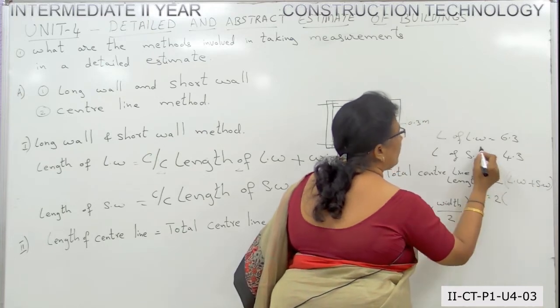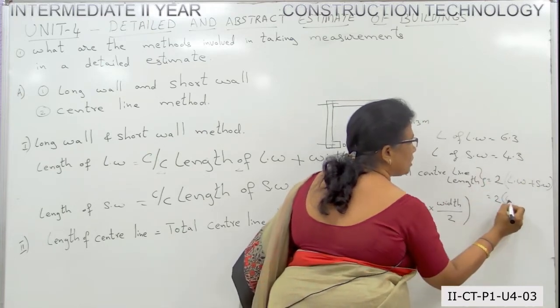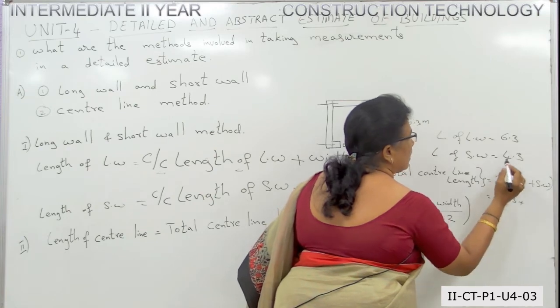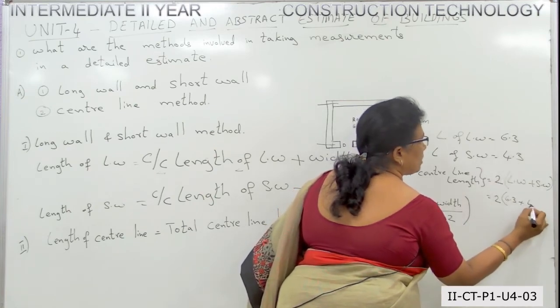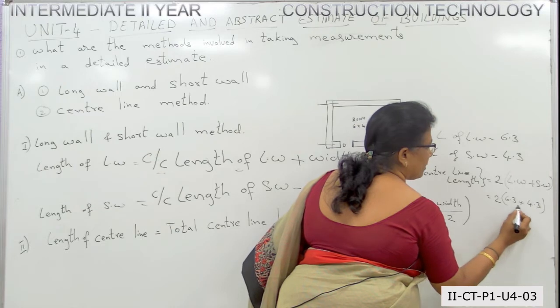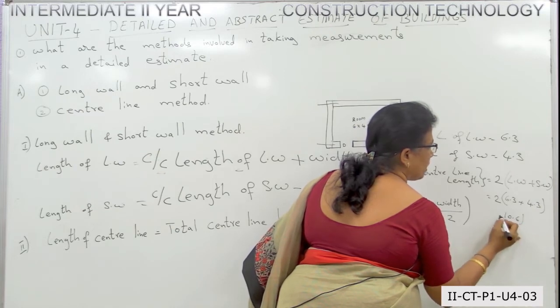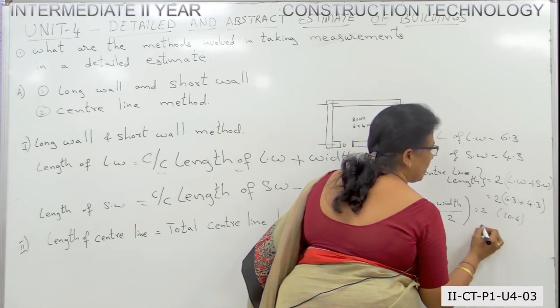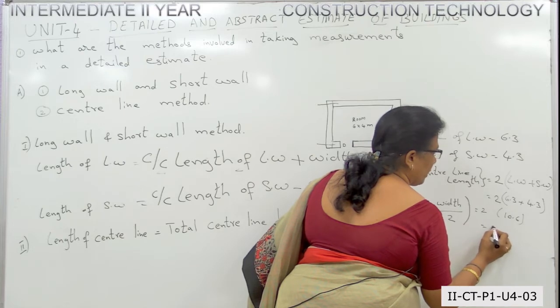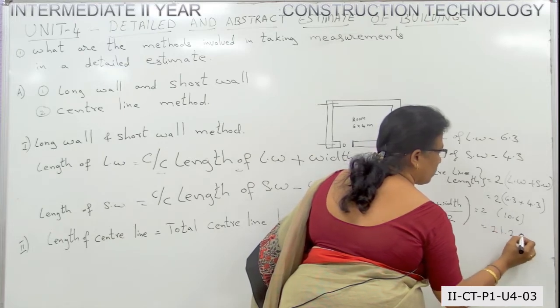So here, 2 into how many? What is the length of the long wall? 6.3 plus the length of the short wall, which is 4.3. You will get 10.6 into 2. That comes to 21.2.